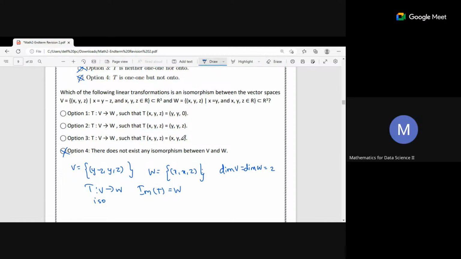Out of these three, let us consider the first one. The first one is (y, y, 0). In this case, is the image equal to the space W? No, ma'am. Because here the elements for which the third coordinate is non-zero are missing. So this option is incorrect. What about option 2? First two entries are the same and the third element is any z. So is this option correct? Yes, ma'am. And the third option here is the identity transformation, which is definitely not the case. It will not have x equal to 1. Incorrect. So option 2 is fine.